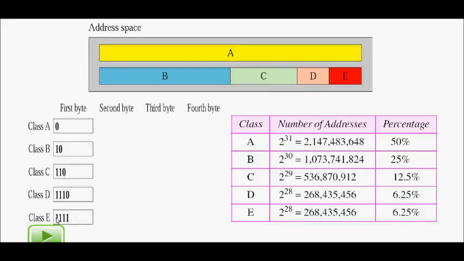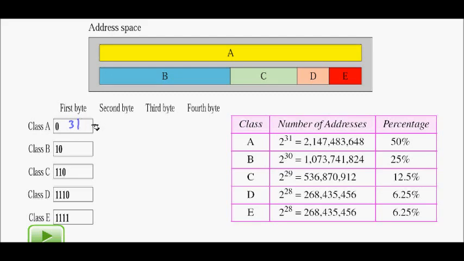In class B it's 1 0, class C it's 1 1 0, class D is 1 1 1 0, class E is 1 1 1 1. Okay, so now you will say, why do we have these many numbers in class A, class B and so on? You will see that the prefix of each one of them is different. For class A, you can directly know no class A address will belong to any other class. So I will show you this thing.